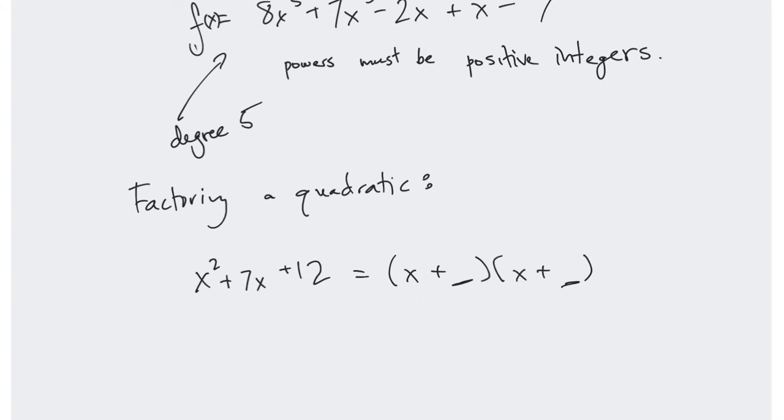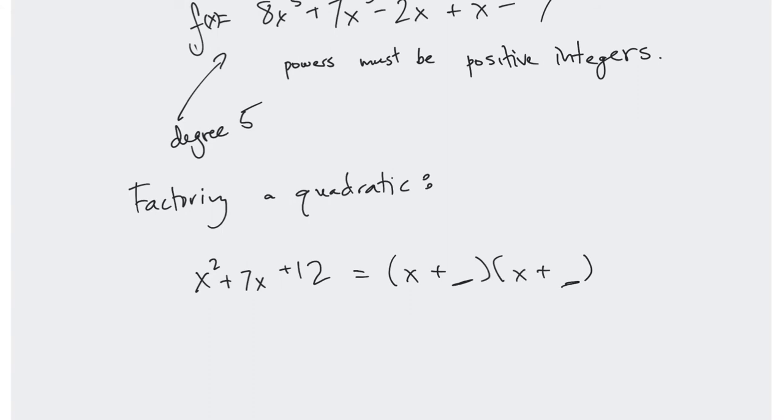That's because of the way you would expand this by doing the FOIL. The way you get this last number is by multiplying these two together. And the way you get the number in the middle is by multiplying this and then adding it to multiplying this. And so these two numbers have to multiply to be 12 and they have to add up to be 7.